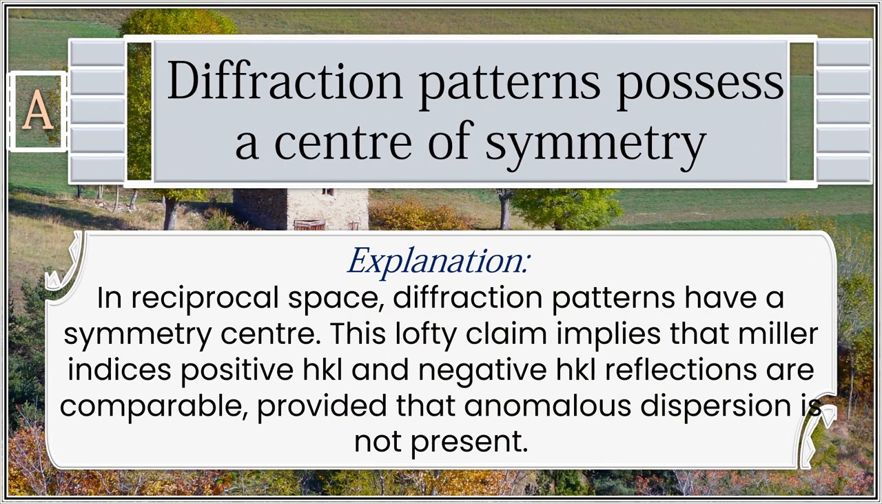The answer is diffraction patterns possess a center of symmetry. In reciprocal space, diffraction patterns have a symmetry center. This claim implies that Miller indices, positive hkl and negative hkl reflections are comparable, provided that anomalous dispersion is not present.